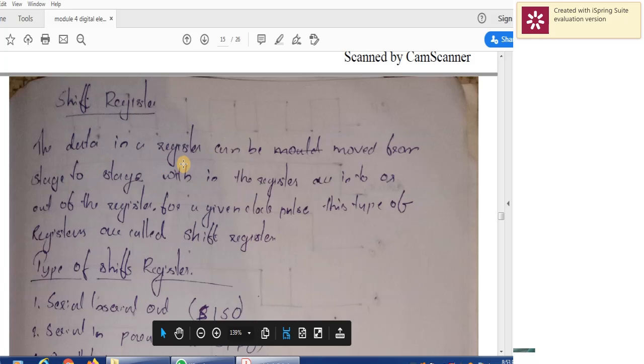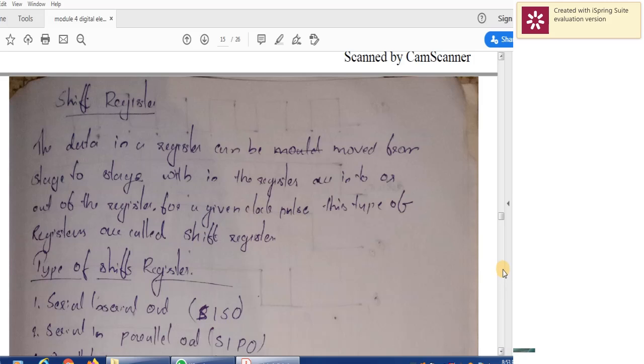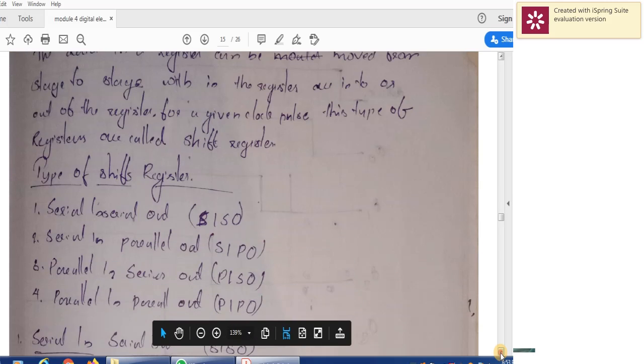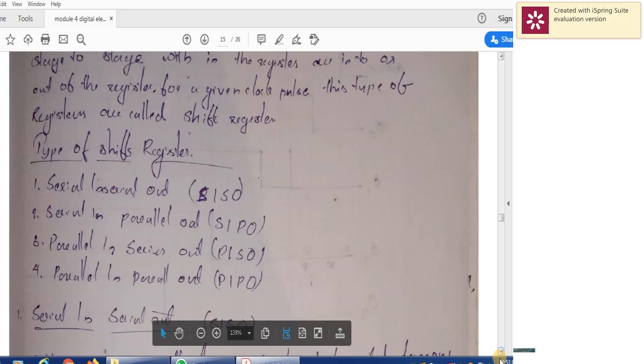That means the data in the flip flop, how the data will be transferred in or out of the flip flop, depending upon that, it will be called different types of register. So the four different types of register we'll see. First one, SISO. SISO means S means serial, serial in, serial out.